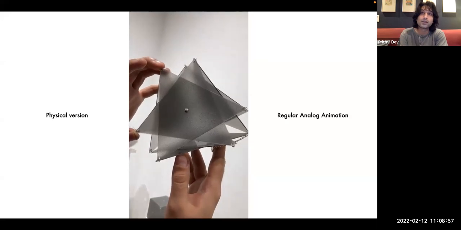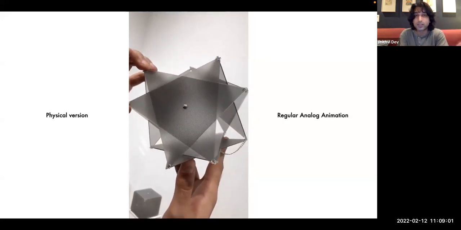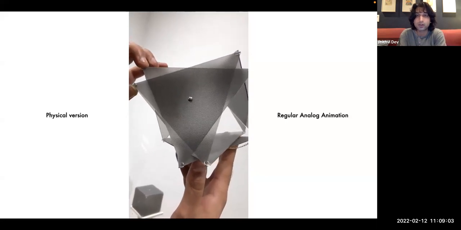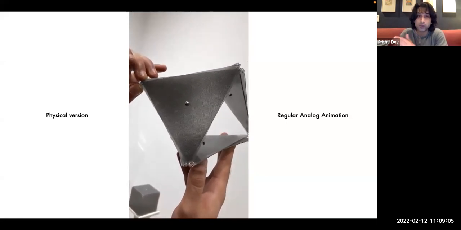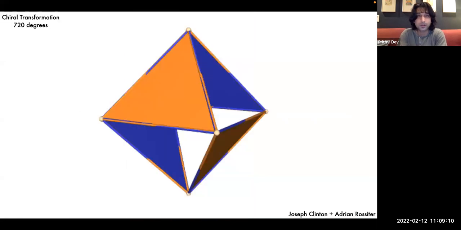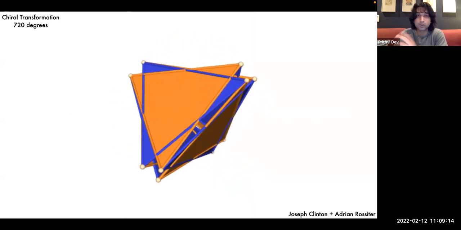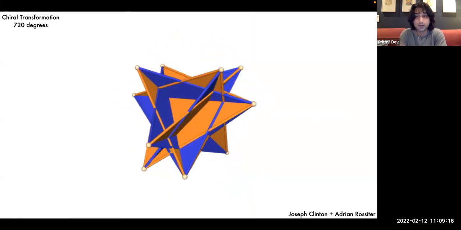The digital version and the physical version work the same for the tetrahedron. It's not necessarily the same for the octahedron or the icosahedron, because those also only expand up to 120 degrees. But here's the chiral 720 degree rotation, which Joe has discovered and worked on.